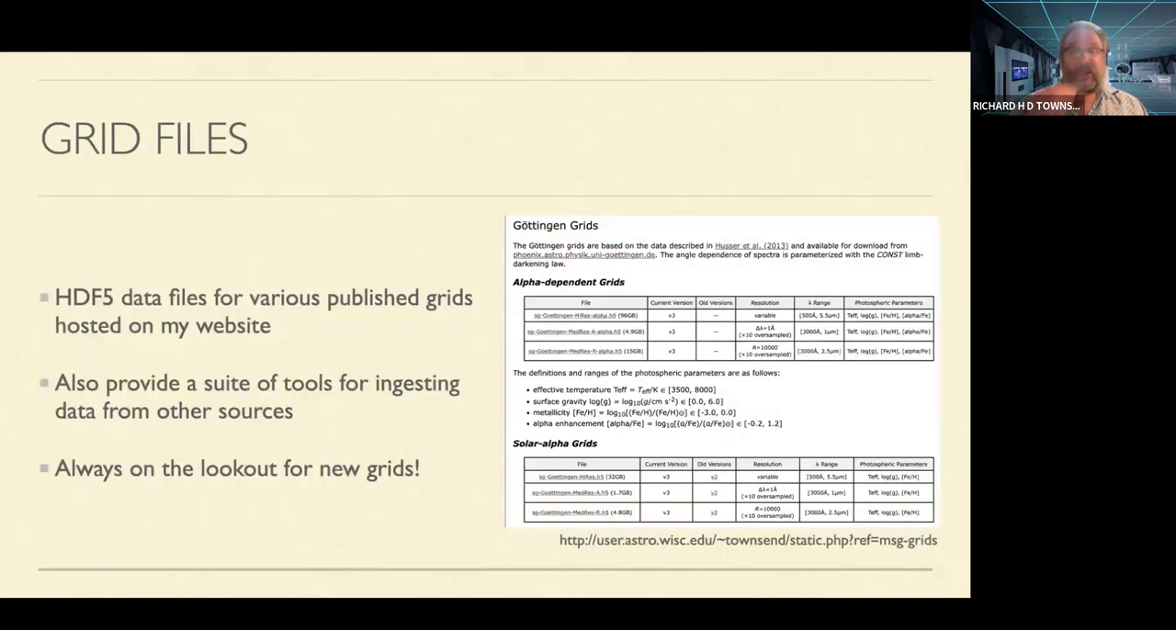However, to use MSG, you'll also need grid files, and they're stored separately from the GitHub repository, because these grid files are huge, but they're also changing as I fix mistakes and add new data and things like that. So I have a separate website that hosts a number of different published grids, so grids from the literature that I've converted into MSG's format and then sort of packaged up. And as part of the code distribution with MSG, I also provide a suite of tools that allows you to ingest data in a variety of formats into MSG's format.